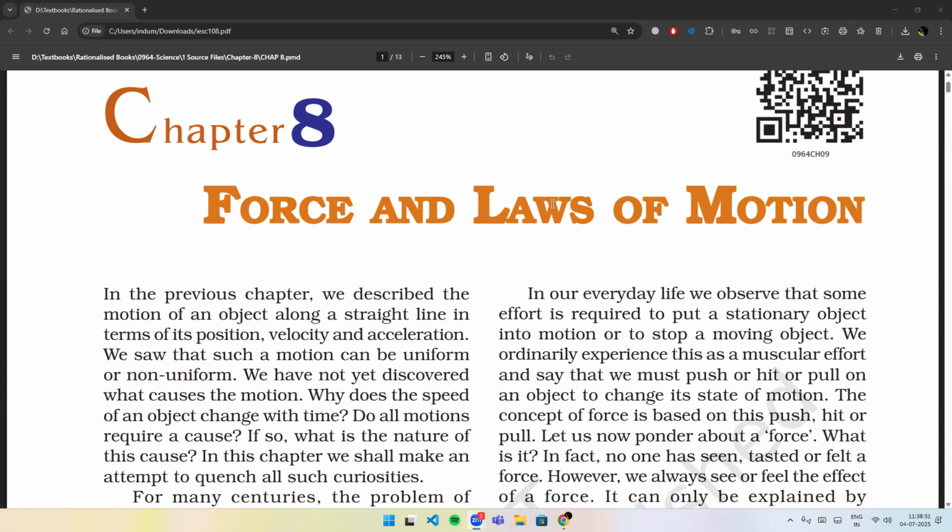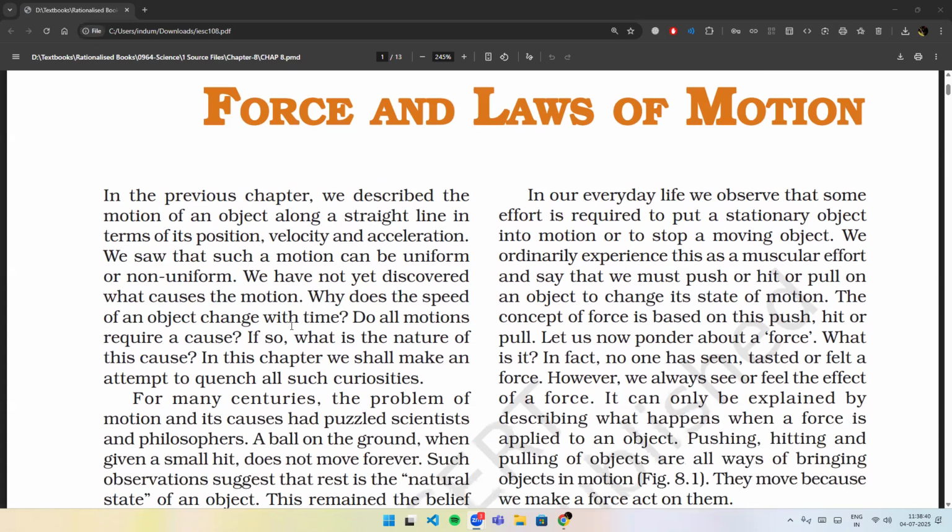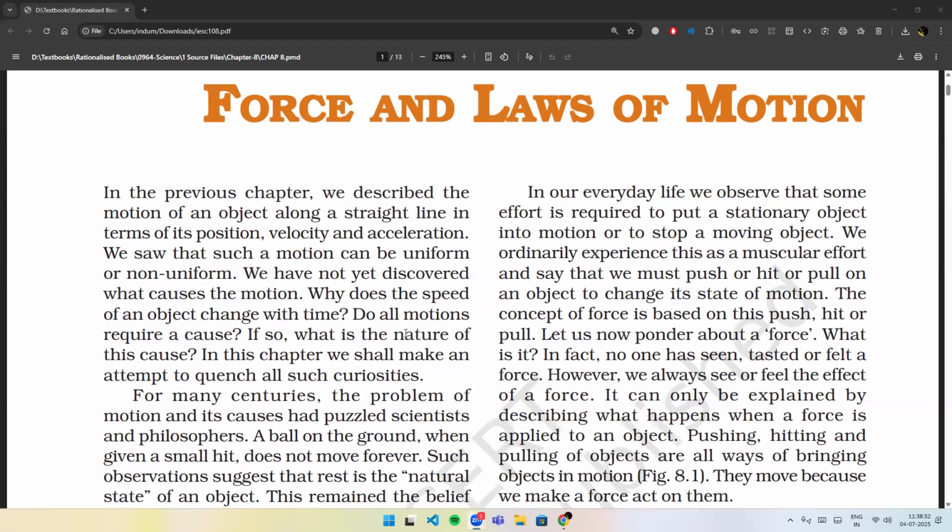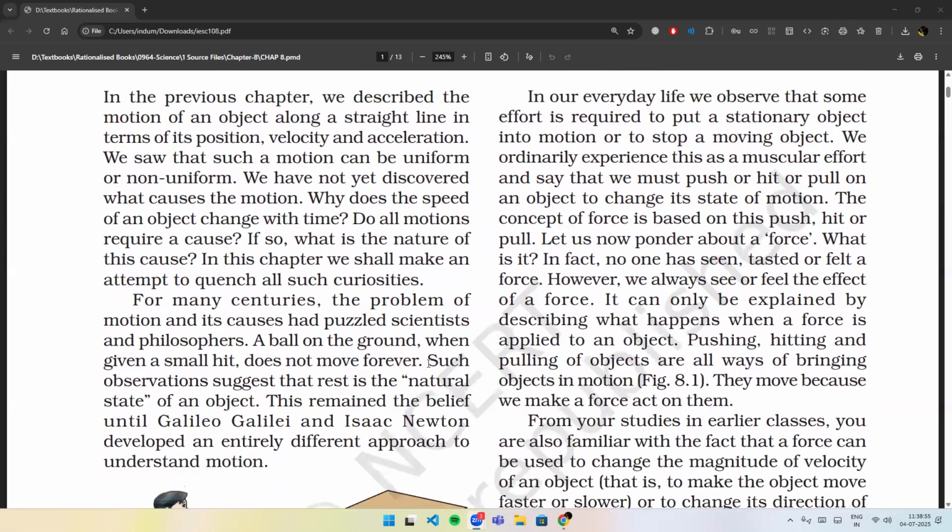In the previous chapter, we described the motion of an object along a straight line in terms of its position, velocity, and acceleration. We saw that such a motion can be uniform or non-uniform. We have not yet discovered what causes motion. Why does the speed of an object change with time? Do all motions require a cause? If so, what is the nature of this cause? In this chapter, we shall make an attempt to quench all such curiosities.